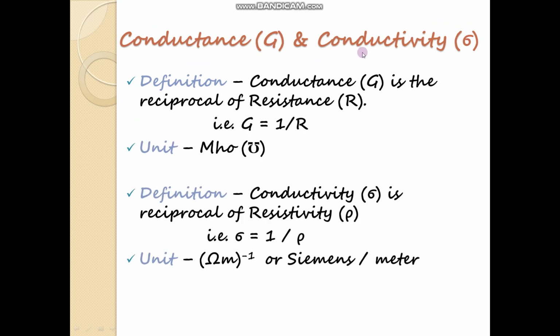What is conductance and conductivity? Conductance is the reciprocal of resistance, that is G equals 1 by R, and its unit is mho. What is conductivity? It is the reciprocal of resistivity, meaning sigma equals 1 upon rho, and its unit is ohm meter inverse or Siemens per meter.